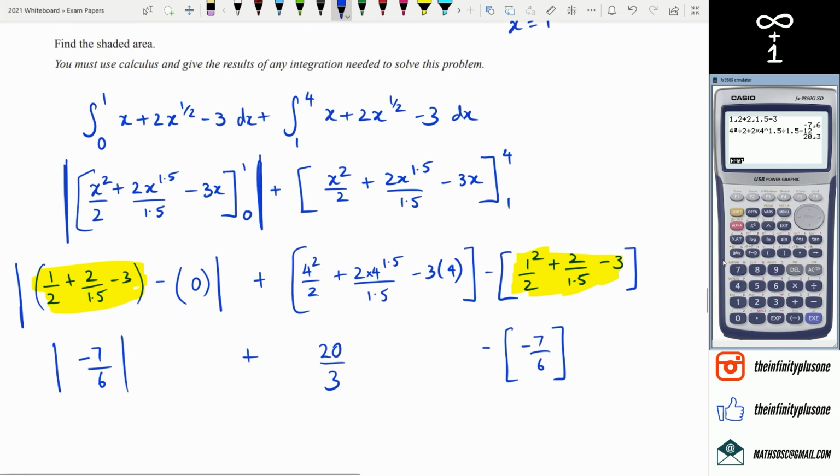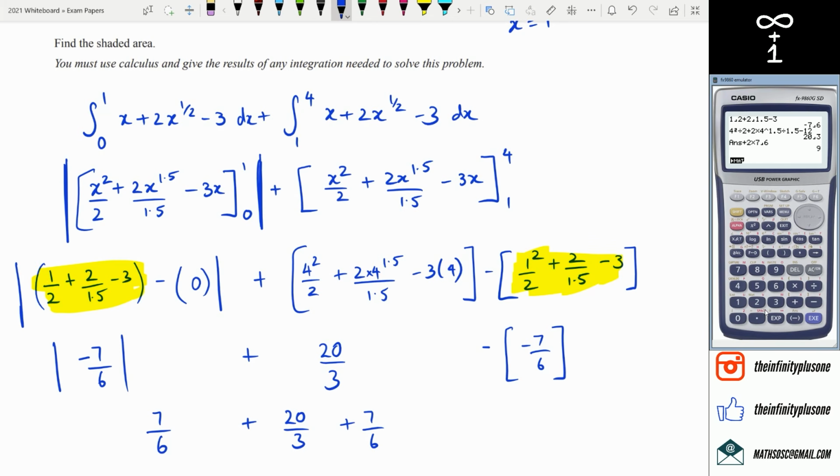So I've got negative 7 over 6, the absolute value of that is going to be positive 7 over 6, plus 20 over 3, and then negative times negative 7 over 6 is, again, 7 over 6. So I've got 20 over 3 plus 2 times 7 over 6, and that gives me a final answer of 9. Now, remember how I told you guys you could check your answers?